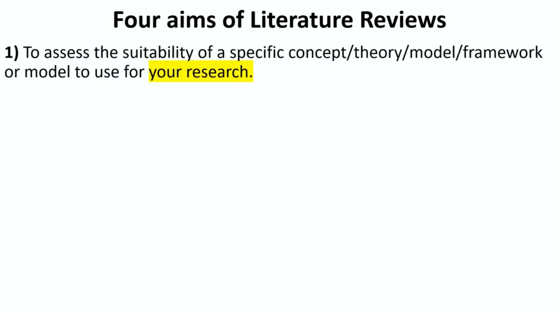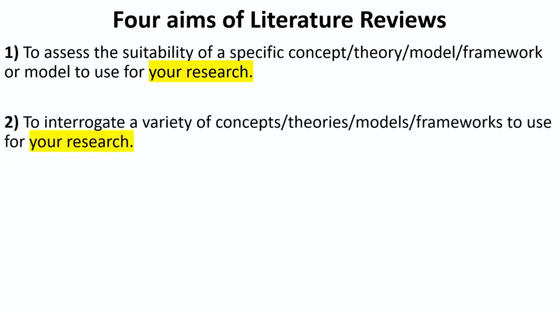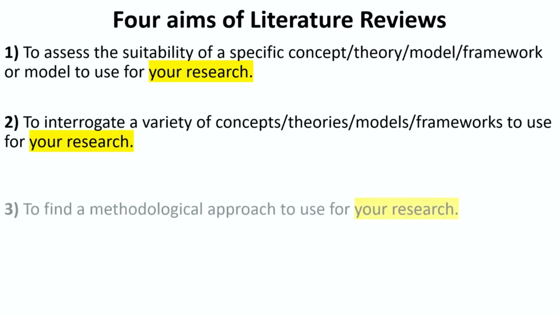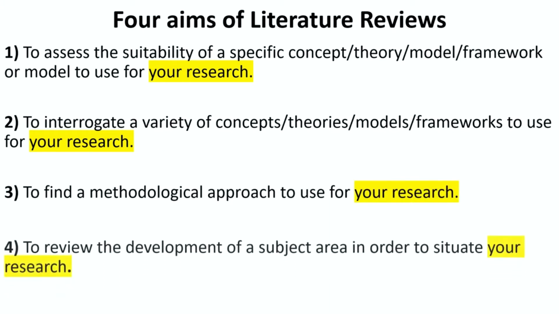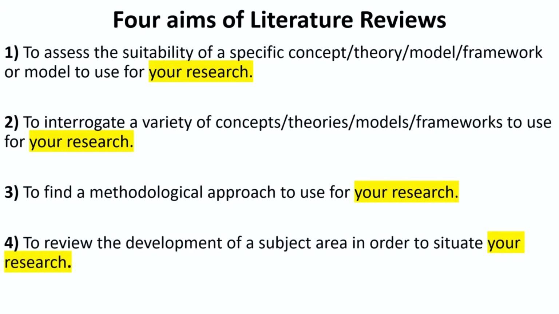Aim number one, to assess the suitability of a specific concept or a specific theory or a specific model or a specific framework to use for your research. Aim number two, to interrogate a variety of concepts or a variety of theories or a variety of models or a variety of frameworks to use for your research. Aim number three, to find a methodological approach to use for your research. Aim number four, to review the development of a subject area in order to situate your research. Notice that all these aims benefit your research. As I said, you need to demonstrate that the literature benefited your research.